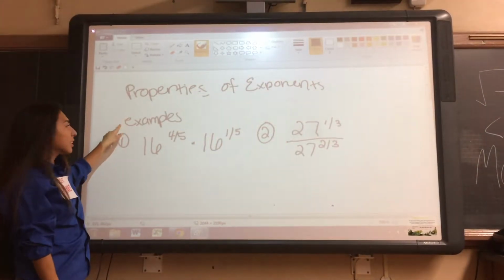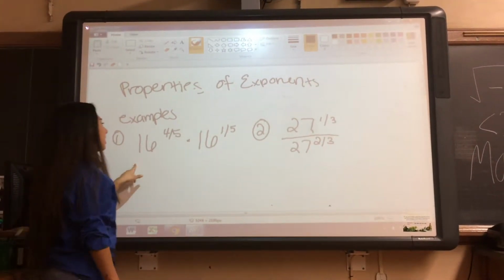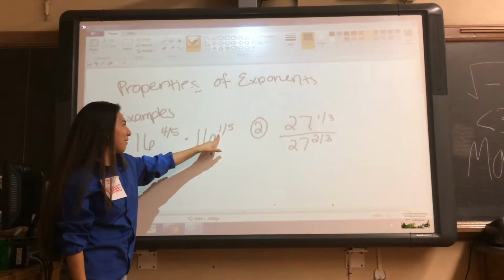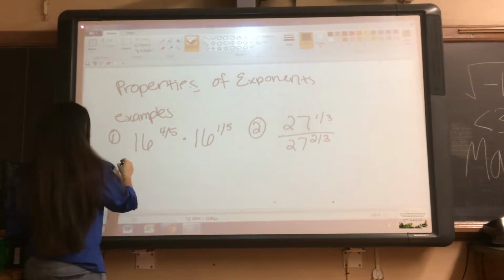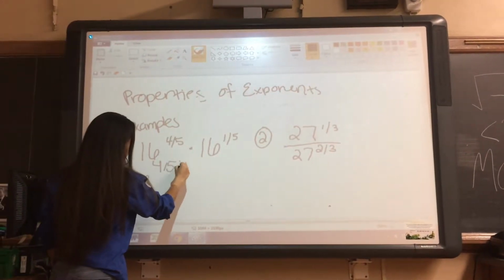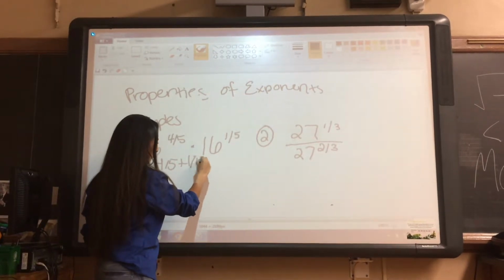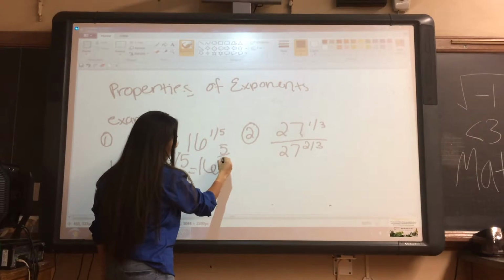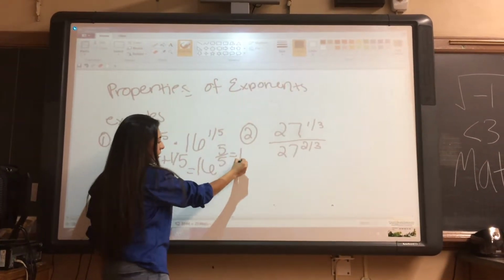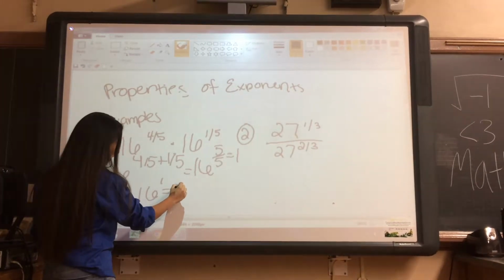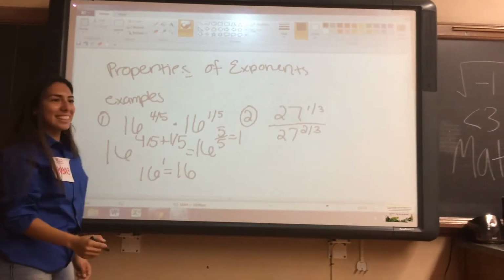Properties of exponents. Examples. Number 1, 16 to the 4/5 times 16 to the 1/5. You add them. So 4/5 plus 1/5 is going to equal 1. So 16 to the first is 16.